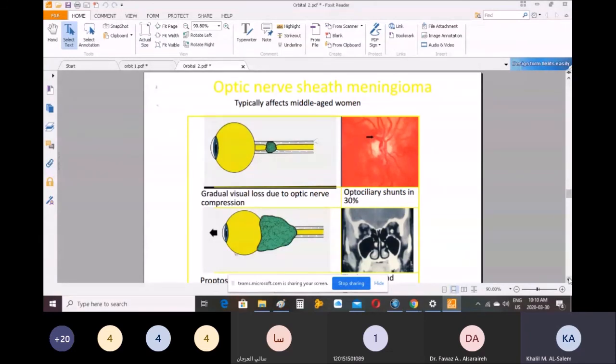They usually come from the middle of the nerve. They're not like the gliomas. The gliomas always start at the tip of the optic nerve and then they go back, in a tram-track-like appearance.